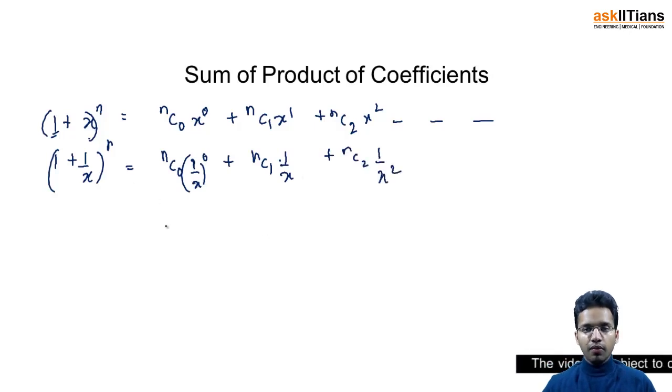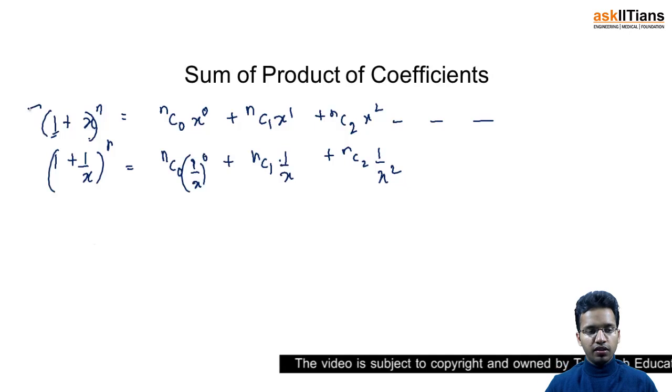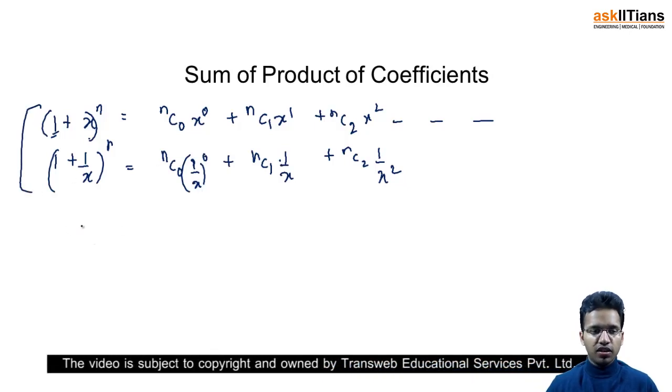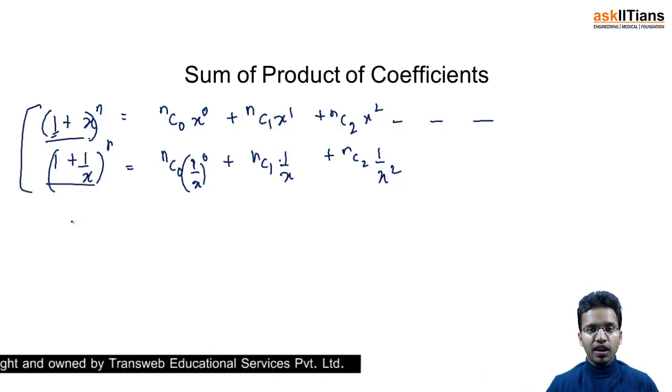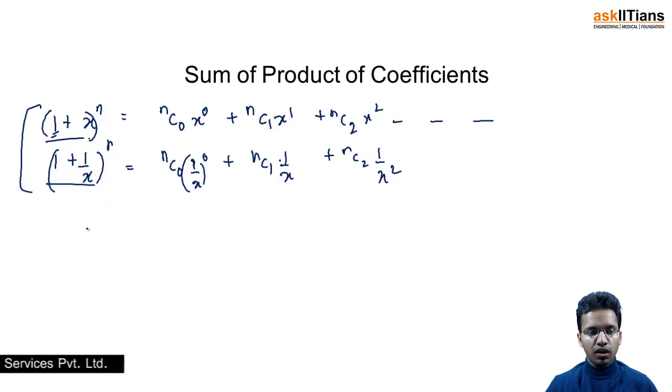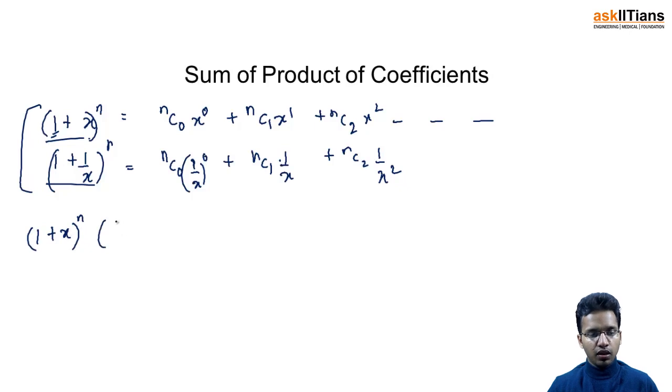Now when I multiply the two things on the left hand side, obviously my right hand side will also get multiplied. So let us first simplify the left hand side and then see what we get from the right hand side. So this will be (1 plus x) raised to power n, and this will also be (1 plus x) raised to power n divided by x raised to power n. So this will basically give me (1 plus x) raised to power 2n divided by x raised to power n. Now the key thing here is multiplying the right hand side.